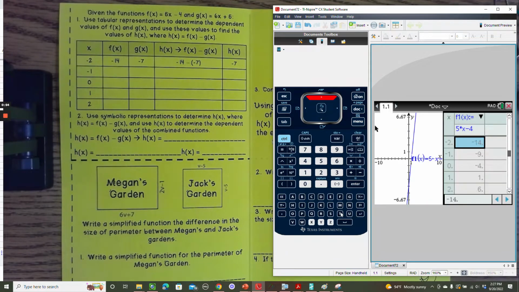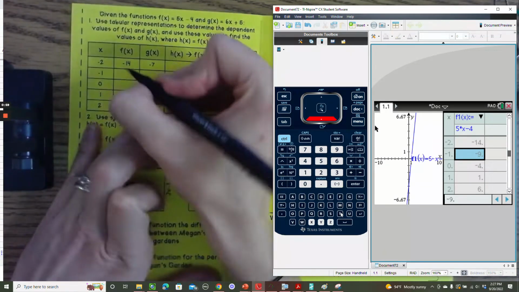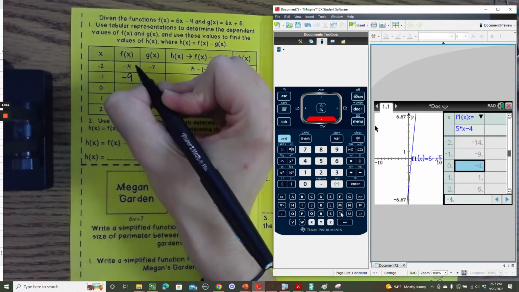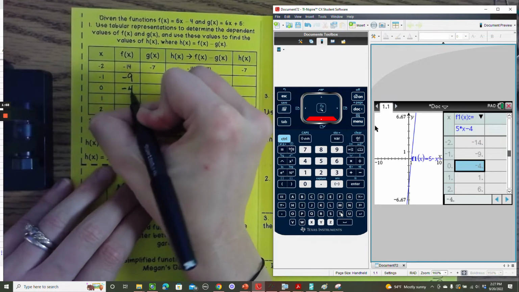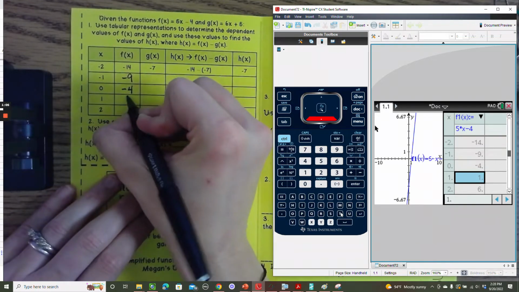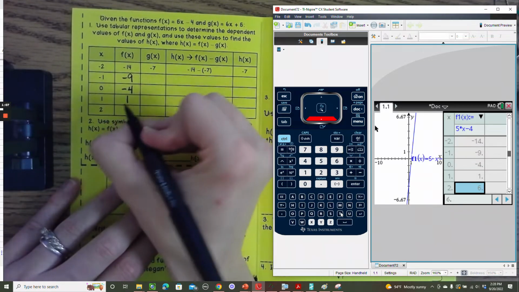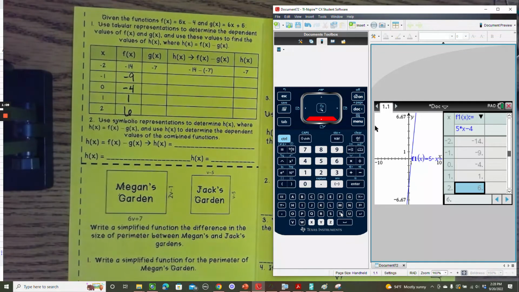Okay, so negative 2, 14. When x is negative 1, y is negative 9. When x is 0, y is negative 4. When x is 1, y is 1. When x is 2, y is 6.